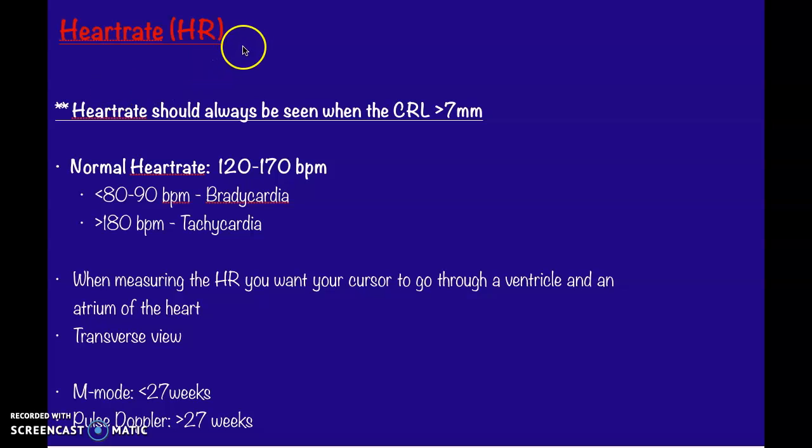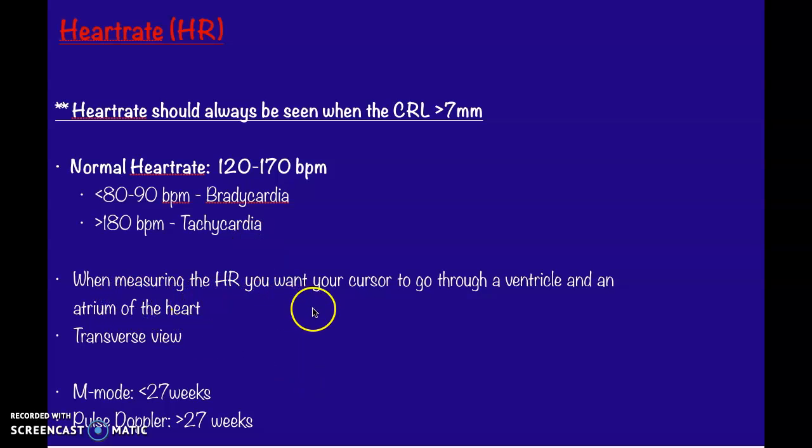Next is the heart rate, also seen as HR. We do not have to label for measurements because we will be putting them in a package. So for heart rate, it should always be seen when the crown rump length is greater than 7 millimeters. The normal heart rate is 120 to 170 beats per minute. Less than 80 to 90 beats per minute is bradycardia. Greater than 180 beats per minute is tachycardia.